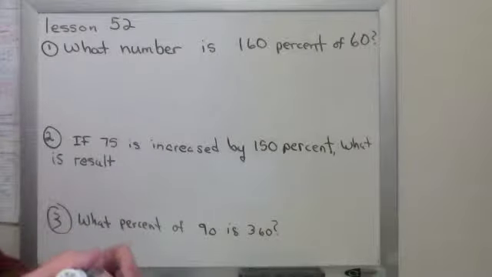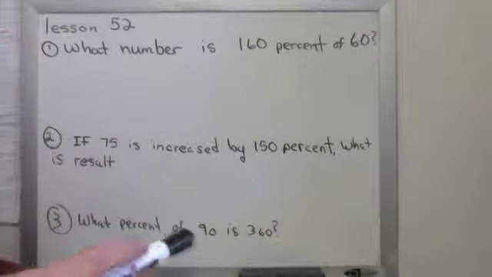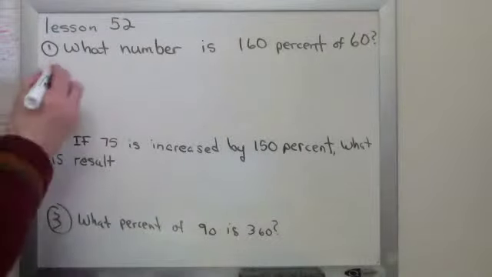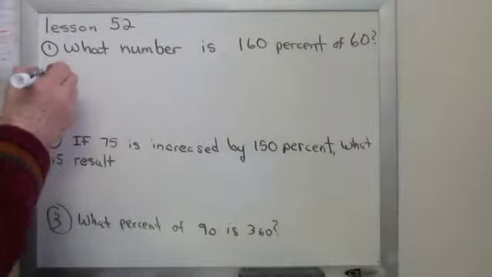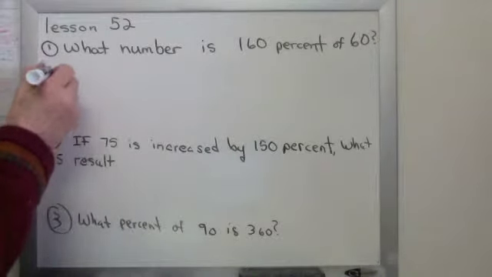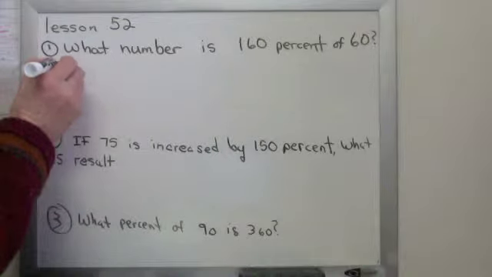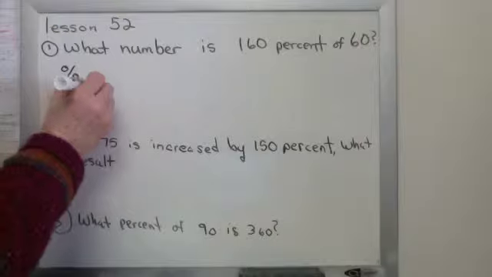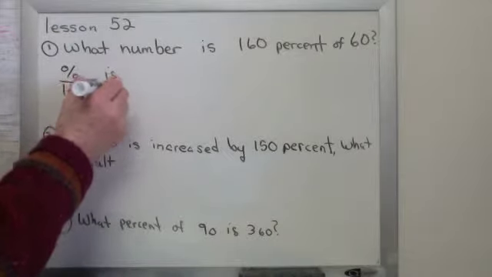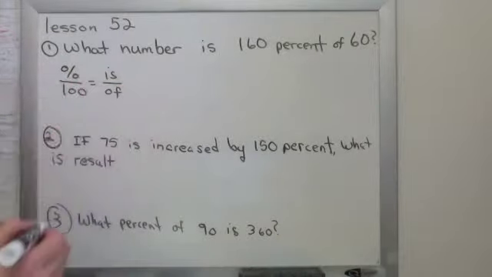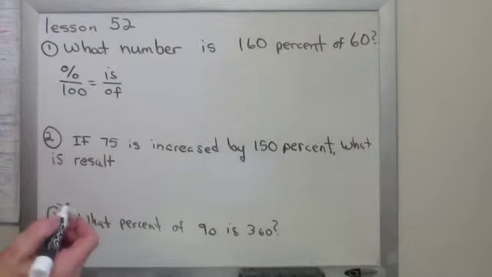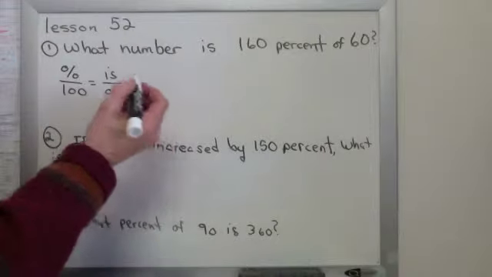Let's do some examples for lesson 52 for the group and integrated. I have 3 examples here. Basically, when you do these, remember I showed you this ratio that we're going to use, or really it's 2 proportions with an equal sign. So it's percent over 100 equals is over of. The tricky part is figuring out where to put the numbers properly and what you are solving for.